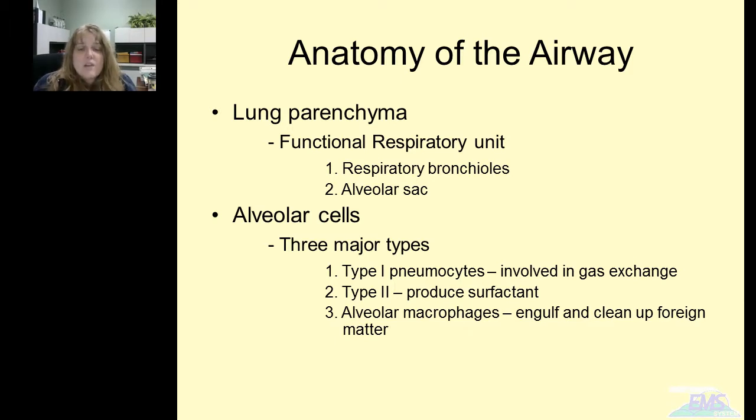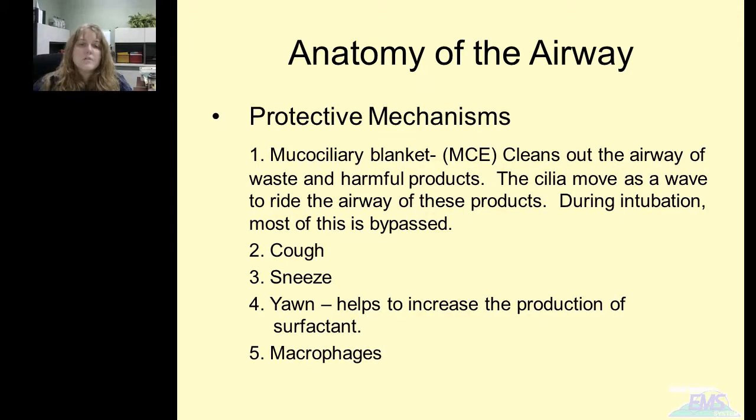And then the third type is the alveolar macrophages, and these are the ones that are responsible for engulfing and cleaning up any foreign debris and matter that comes into our lungs. We do have some protective mechanisms to help maintain our airway, and that includes the mucociliary blanket.